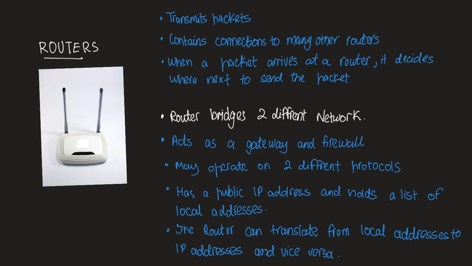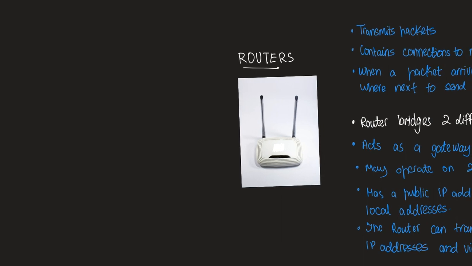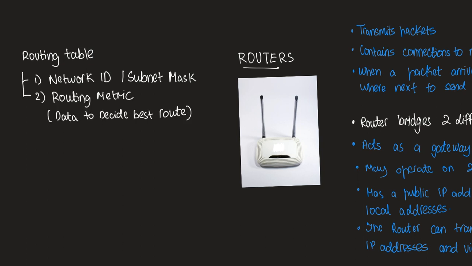Now it stores all of this information in a routing table. A routing table stores the network ID or the subnet mask. It stores the routing metric, which is used to decide the best possible route for data to be transmitted over, and the IP address of the next hop. It also stores the interface. A subnet mask is used by a computer to determine if another computer or the target is on the same network or a different network.